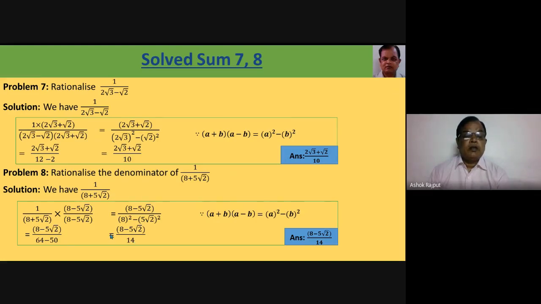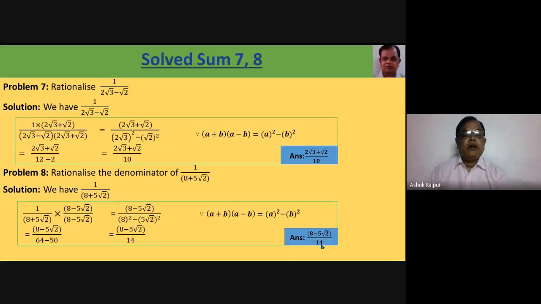So it is in the rationalized form or in the p by q form, and the answer of this question is 8 minus 5 root 2 by 14. You have solved many such types of sums, so it will be simple for you.